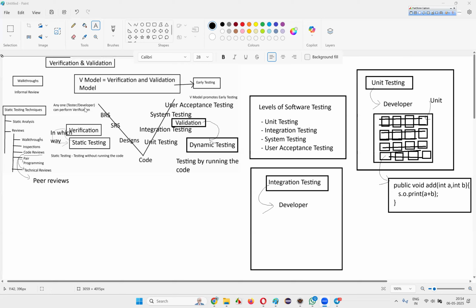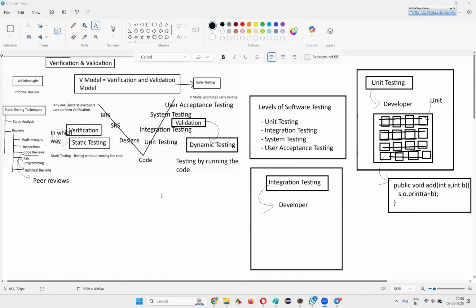People try to explain levels of software testing separately, but I'm not doing that. I'm combining it with the real-time SDLC model, the V model, and in that I explained verification and validation and how verification can be done. People explain static testing separately, dynamic testing separately, verification separately, validation separately, V model separately, levels of software testing separately, static testing techniques separately. Now, can you understand all these topics if they are taught separately?